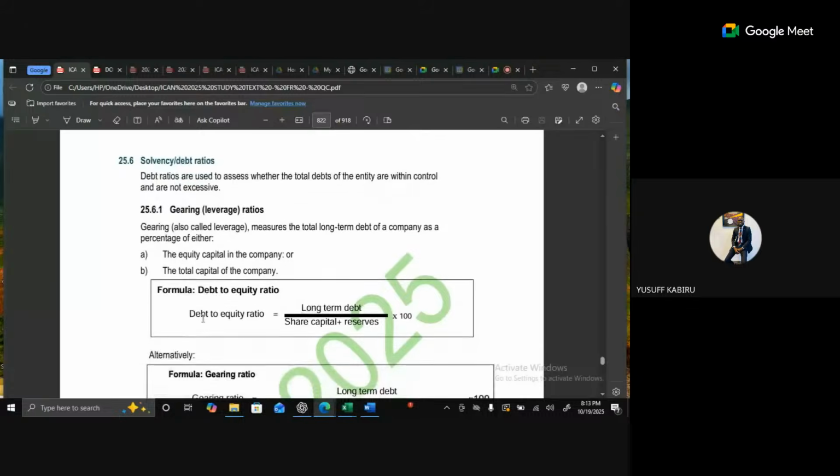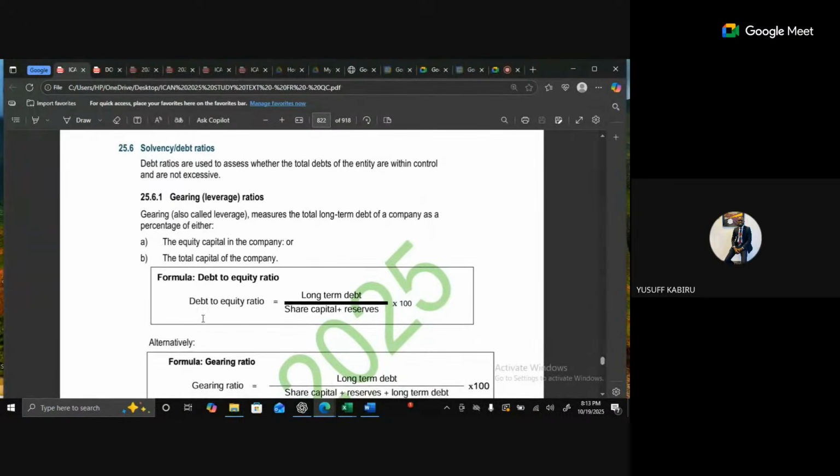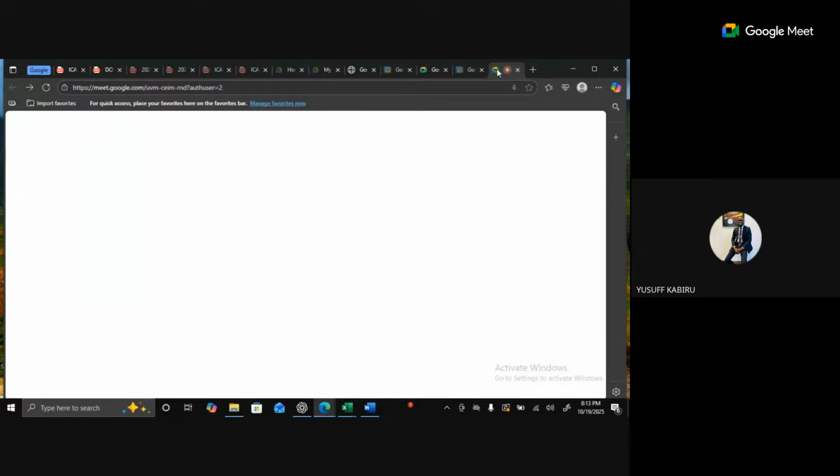So let's move forward. We have the solvency/debt ratio. Solvency/debt ratio.